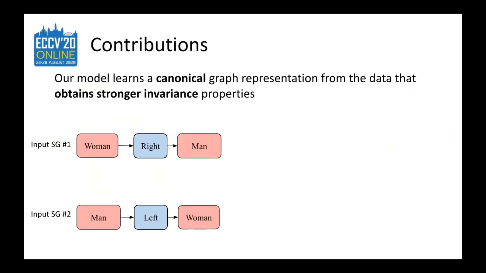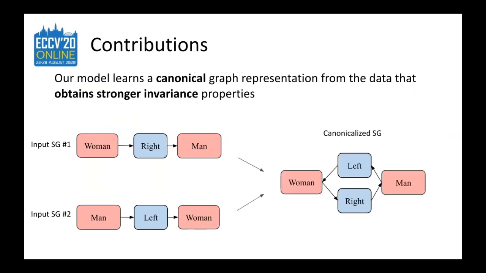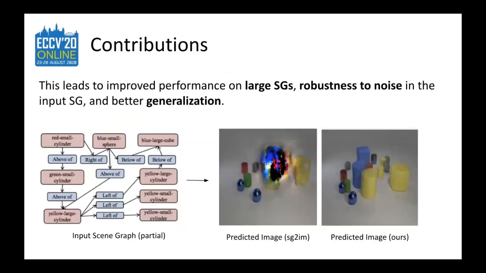To mitigate that, we present a model that learns to map similar input scene graphs into a single learned canonical representation. This mapping does not require any assumptions and is purely learned from data. By mapping input scene graphs to a canonical form, our model obtains stronger invariance properties. This leads to models which perform better over large scene graphs, generalize better, and are more robust to noise on the input.